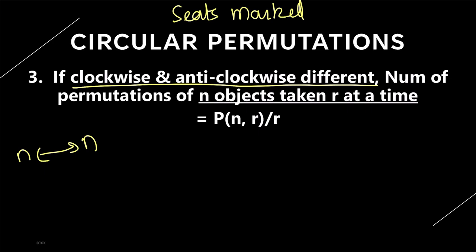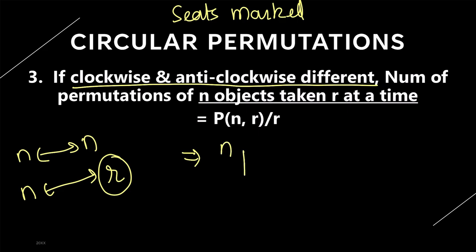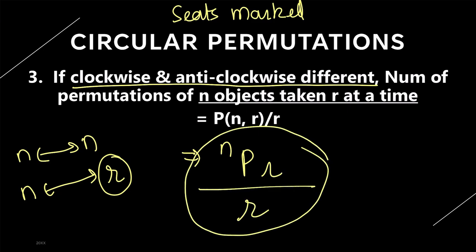We have 4 people and we have to make them sit in a circle of 4 seats. Now you have n people and you have to pick r people out of them to make them sit in r seats. So in that case, the formula becomes nPr divided by r. This is the formula when you are choosing r people out of n people.